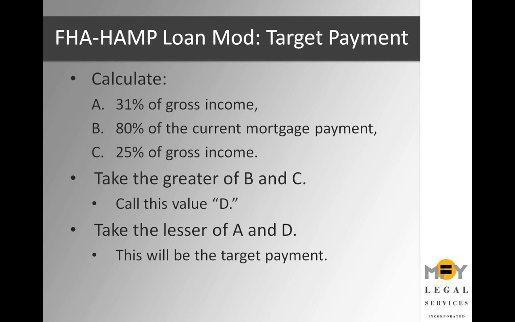The steps are laid out there, so I won't just read this slide to you, but the bottom line is, for most people it's going to be 31%. But for people who already have an affordable mortgage payment that's below 31% of gross monthly income, they're lowering it to generally 80% of the current mortgage payment, unless that would bring you under 25% of your gross monthly income. So the greater of 80% and 25%, and then the lesser of that outcome and 31%.